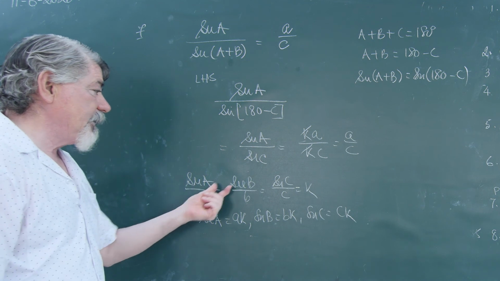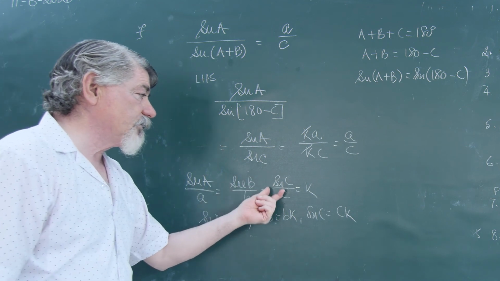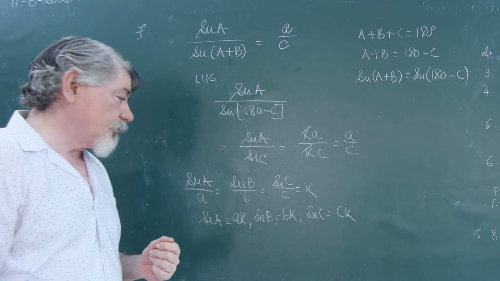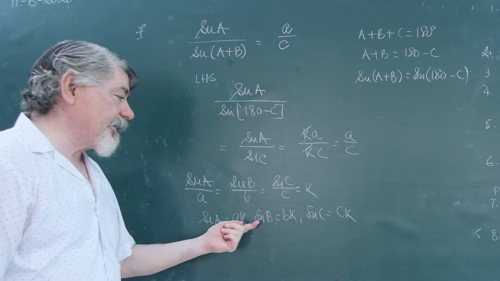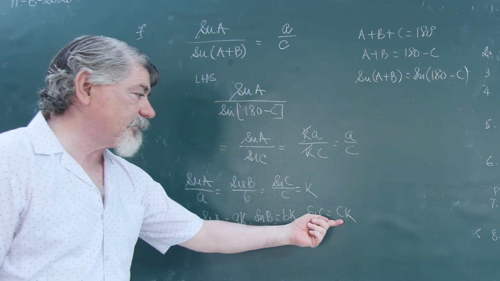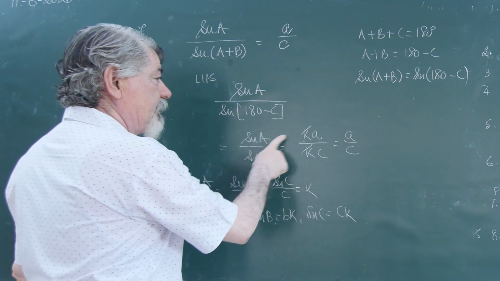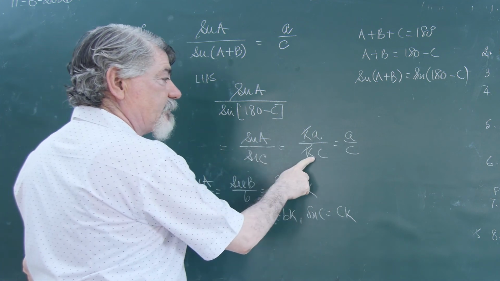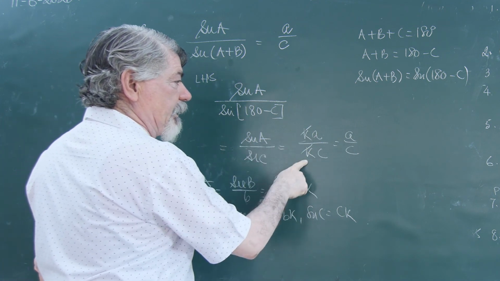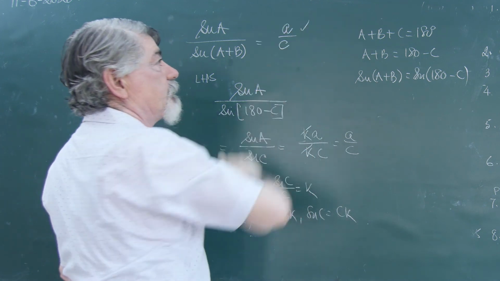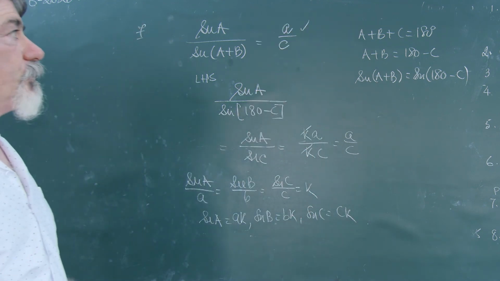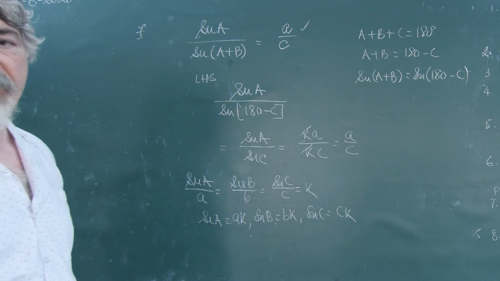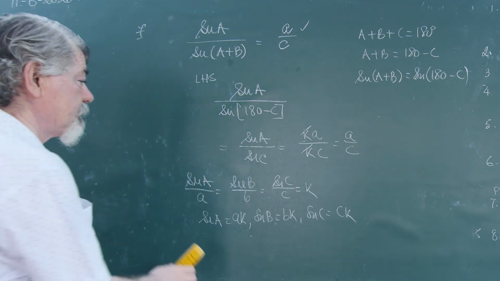Sin A upon a is equal to sin B upon b is equal to sin C upon c is equal to K. So sin A is equal to aK, sin B is equal to bK, sin C is equal to cK. So sin A is replaced by Ka, sin C is replaced by Kc, K will cancel, and you get a upon c, which is what I have to get on the right hand side. So I proved left hand side is equal to right hand side.